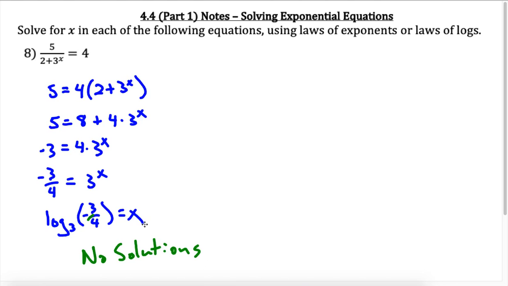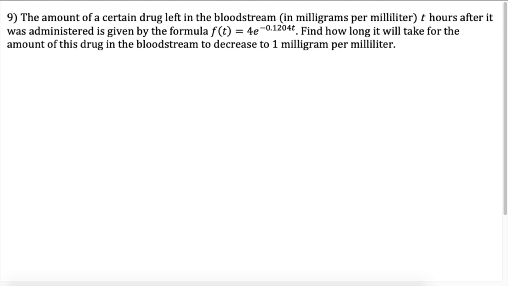All right. One final example to take a look at here. Let's take a look at a story problem. Here it says the amount of a certain drug left in the bloodstream in milligrams per milliliter T hours after it was administered is given by this formula. We want to figure out how long it's going to take for the amount of this drug in the bloodstream to decrease to 1 milligram per milliliter. So I am just going to say this amount in this situation is equal to 1.